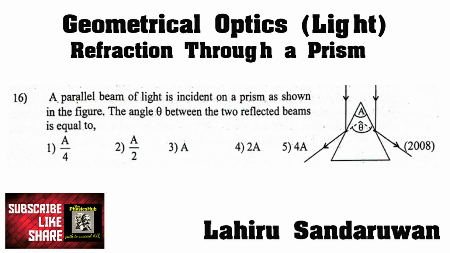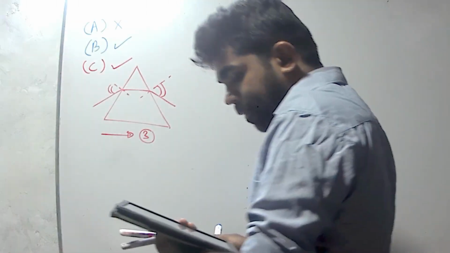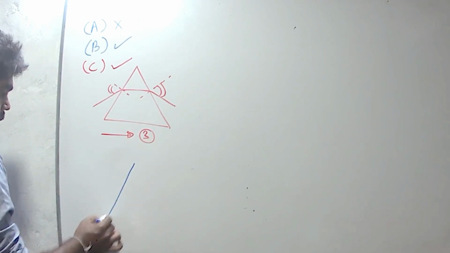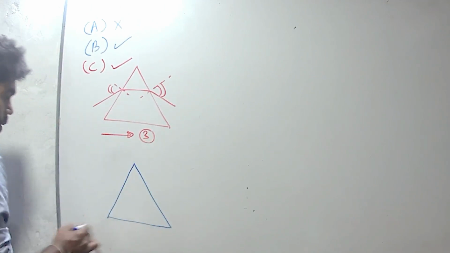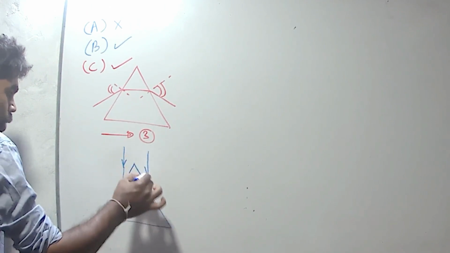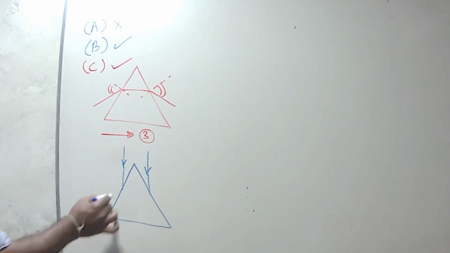A parallel beam of light is incident on a prism as shown in the figure. The angle theta between two reflected beams is equal to what? We can consider the given diagram. These two rays are parallel.